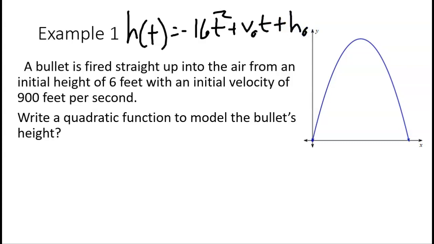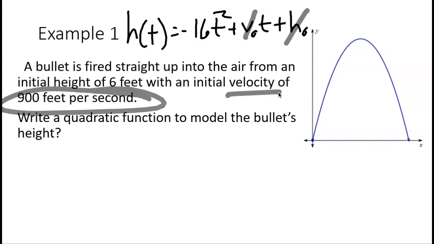All we really need to get a useful formula in play is a v naught and an h naught. We need starting velocity and starting height, and they've given us both of those. Here is my starting velocity. One way you know that's your velocity is because they say so here. But another way you can tell is by the units. Velocity is always distance over time, so it's feet per second. And then we have our starting height here.